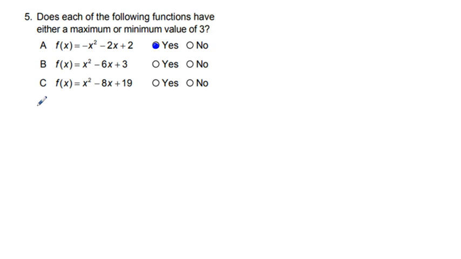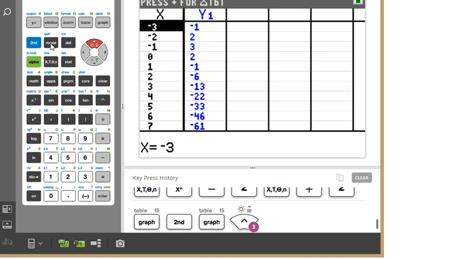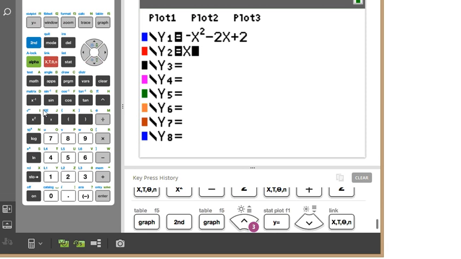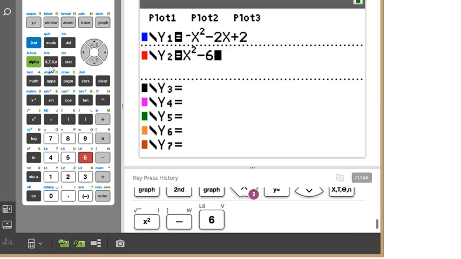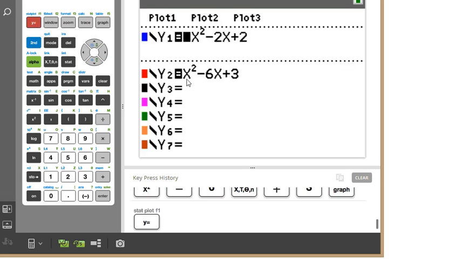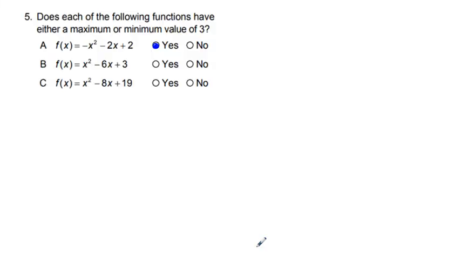Next one we'll do is this x squared minus 6x plus 3. So x squared minus 6x plus 3. And graph that. No, we do not have a minimum or maximum value of 3. Let me double check to make sure that we entered the second equation properly, which I did. So the answer to this next question, part B, is false.